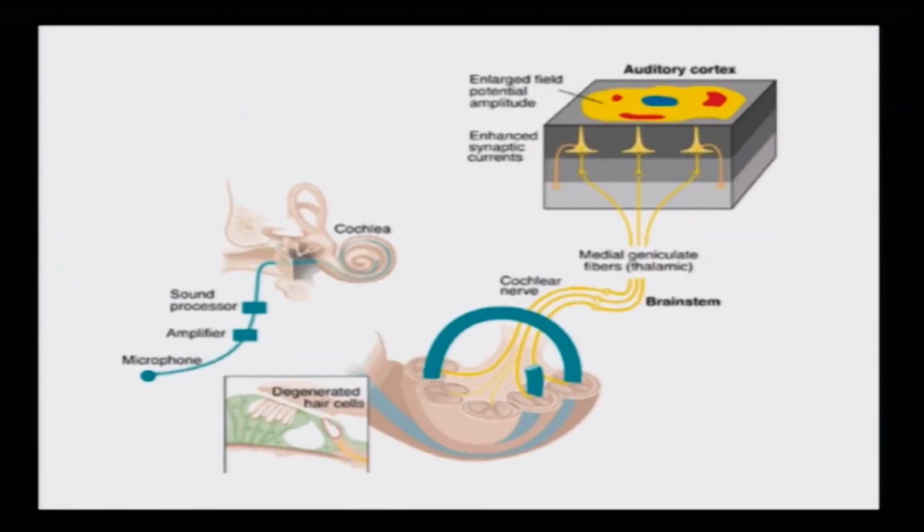From here, this is another cartoon which is showing the same thing: the microphone, the amplifier, the sound processor, where the sound signals are converted into electrical signals, and then go through the cochlea. This is where the cochlear nerves go to the medial geniculate or the thalamic region from the brainstem. From here it moves to an enlarged field potential amplitude in the auditory cortex and enhanced synaptic currents.